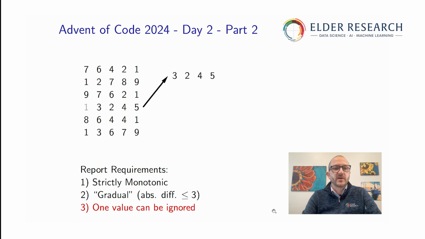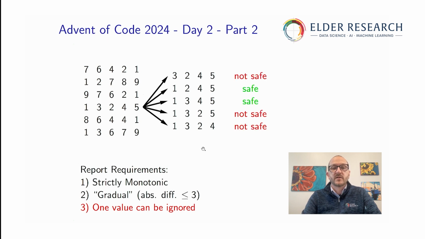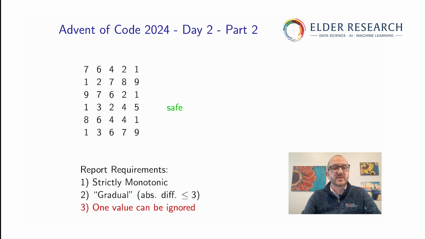if you ignore the first value, you end up with this subsequence. If you ignore the second, you end up with this subsequence, and then so on down the line. You need at least one of these subsequences to satisfy the conditions 1 and 2. And if one of them is strictly monotonic and gradual, then the whole report will be deemed safe. So you can see the only two that satisfy both conditions 1 and 2 are the second and the third, but I only need one, and since at least one is safe, then the whole report will be safe.